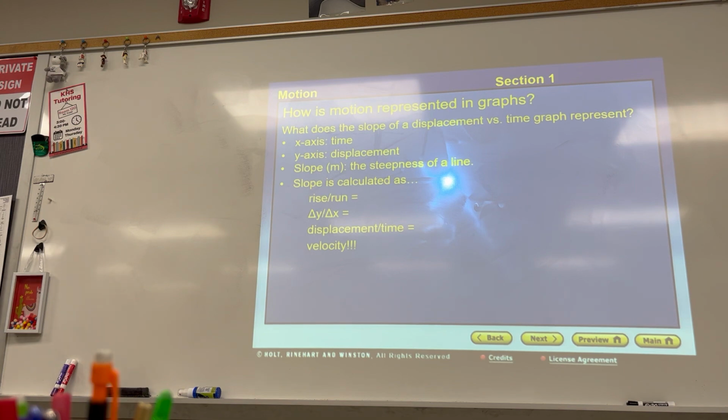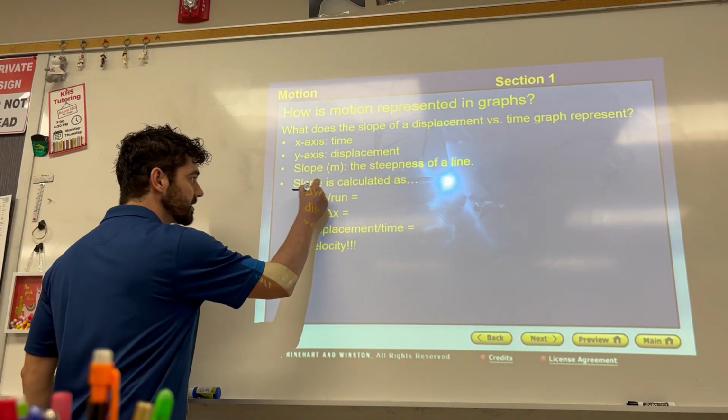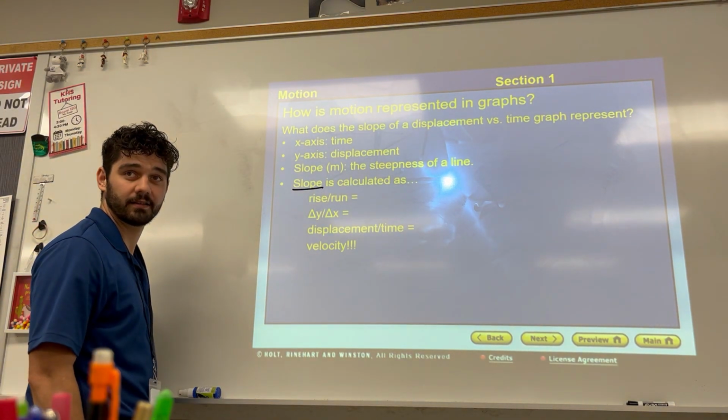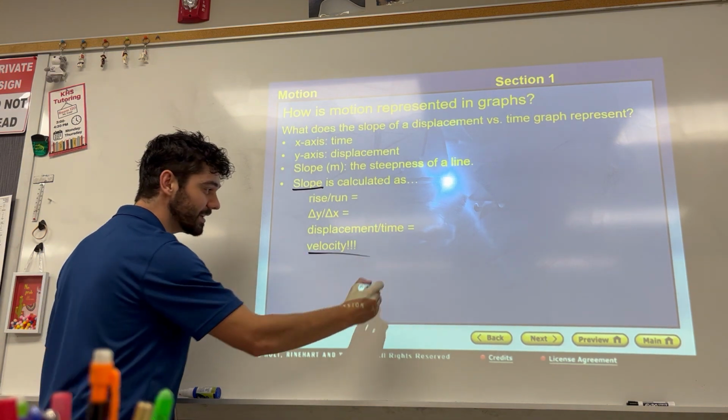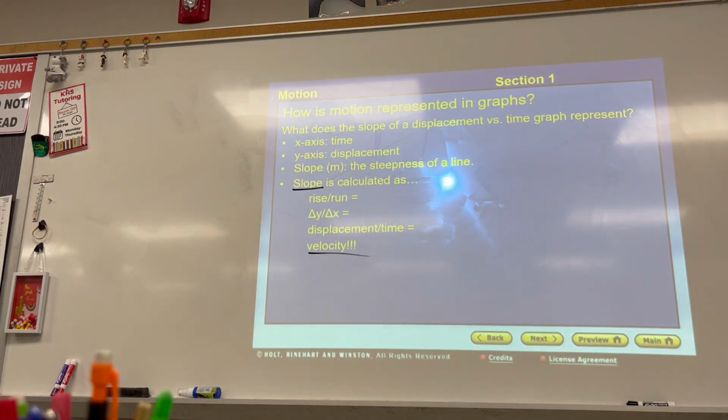Oh my gosh. So what we're saying here is the slope of the line equals the velocity. If I can calculate the slope of the line on this type of graph, that is the velocity of the object. Kind of crazy. On a displacement versus time graph, the slope equals the velocity. It's kind of nifty.